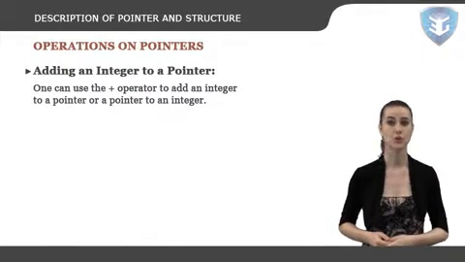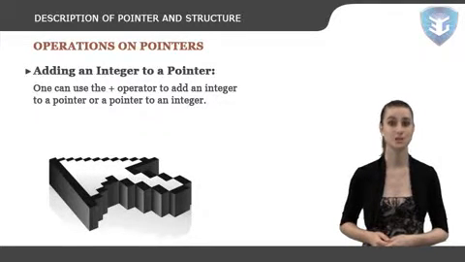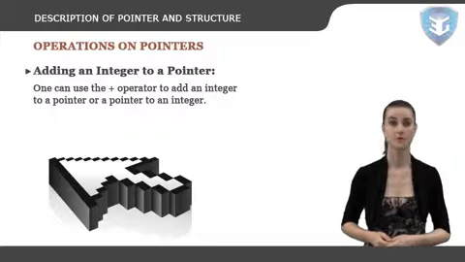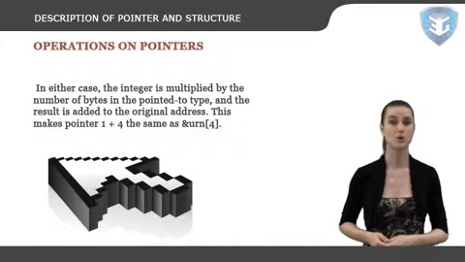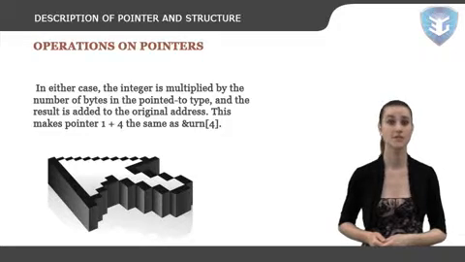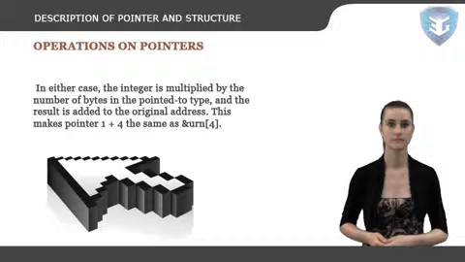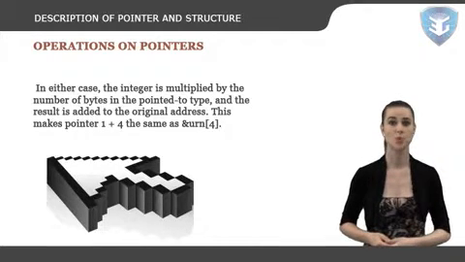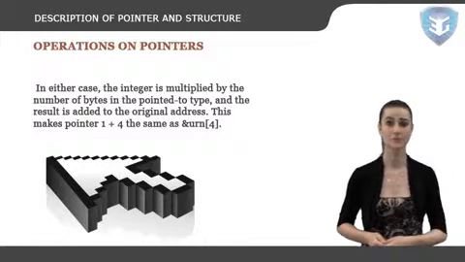Adding an integer to a pointer. One can use the addition operator to add an integer to a pointer, or a pointer to an integer. In either case, the integer is multiplied by the number of bytes in the pointed-to type, and the result is added to the original address. This makes ptr1 + 4 the same as &urn[4].